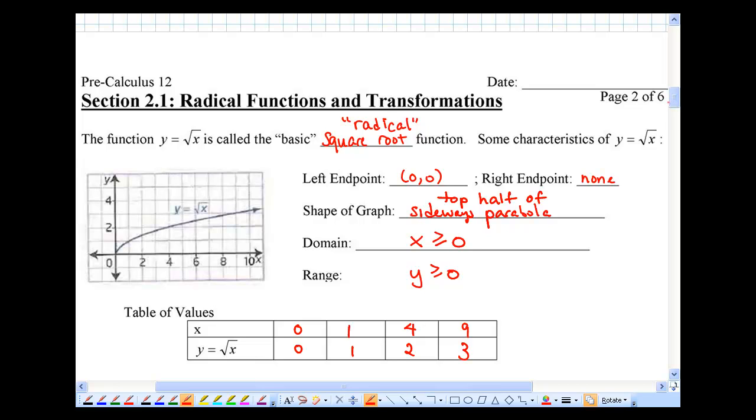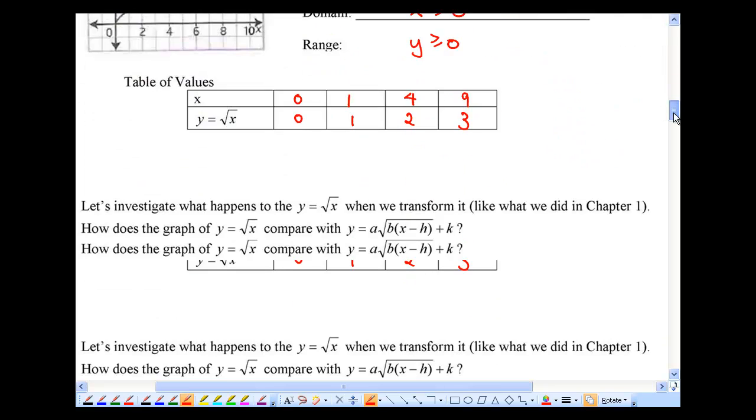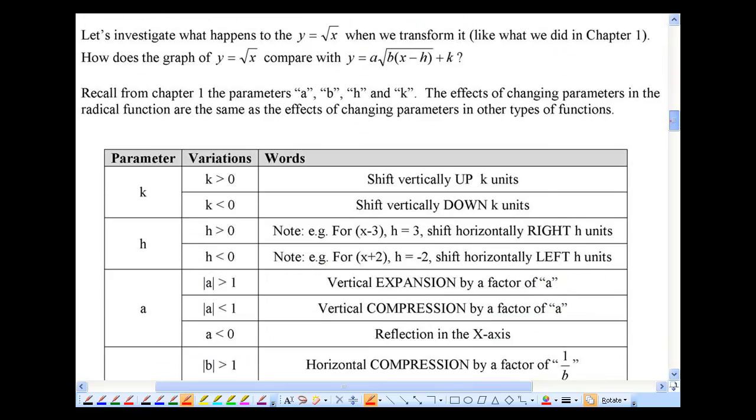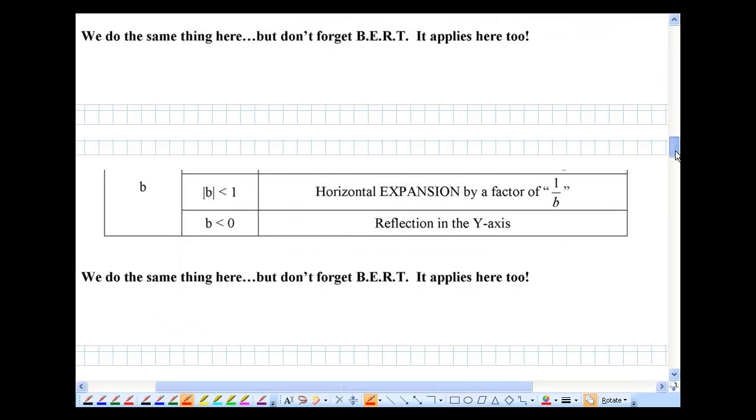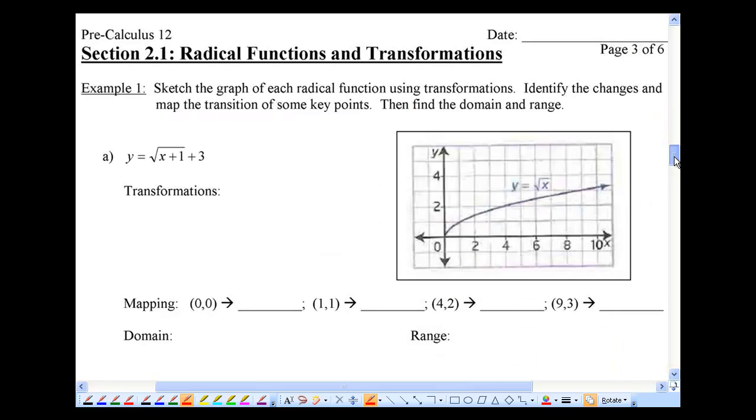Got it? Now, this chapter is all about transformations, and oh, look at this stuff again from chapter 1. So once again, I'm going to ask you now to compare the original function with this mixed up, messy one. We've got the a value, you've got the b value, you've got the h value, you've got the k value, and those are our parameters. They're the different variations and what they mean. So we're doing the exact same thing today. Chapter 1 all over again. So let's go ahead and try these out. I'll let you read the chart yourself, okay?